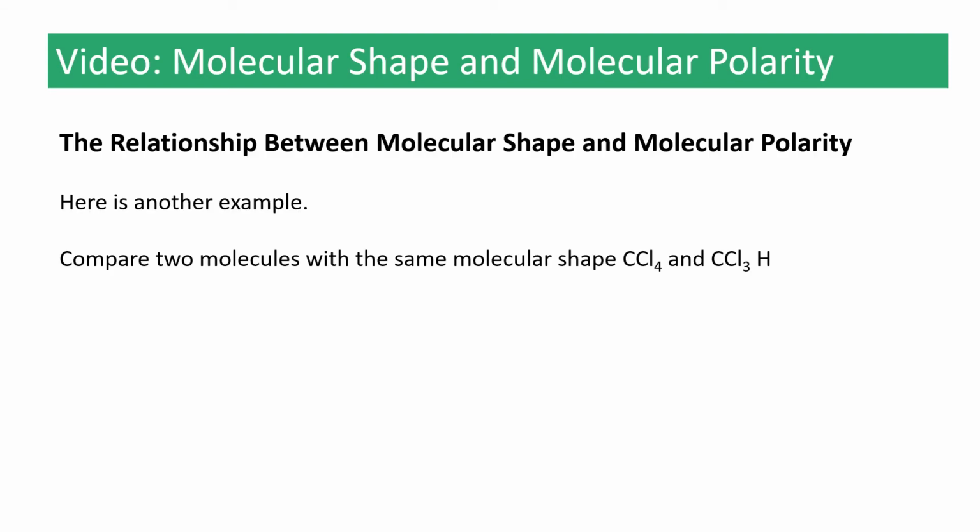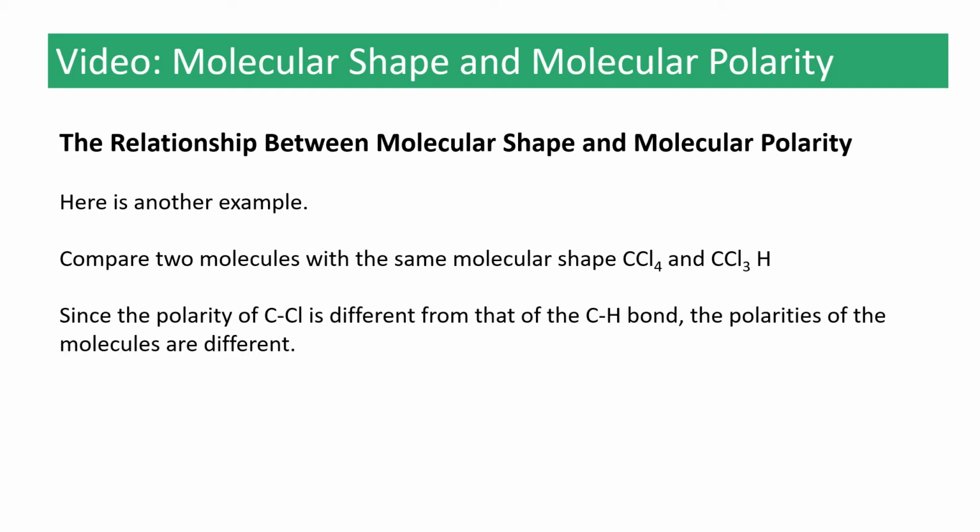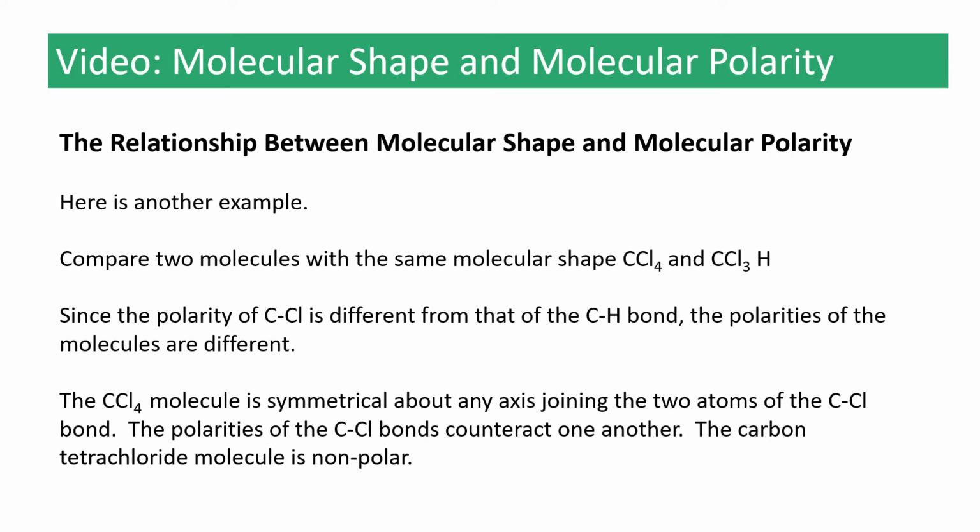Here is another example, CCl4 and CCl3H. Since the polarity of the CCl bond is different from that of the CH bond, the polarities of the molecules are different. The CCl4 molecule is symmetric around any axis joining the two atoms of a CCl bond. The polarities of the CCl bonds counteract each other, so the carbon tetrachloride molecule is nonpolar.